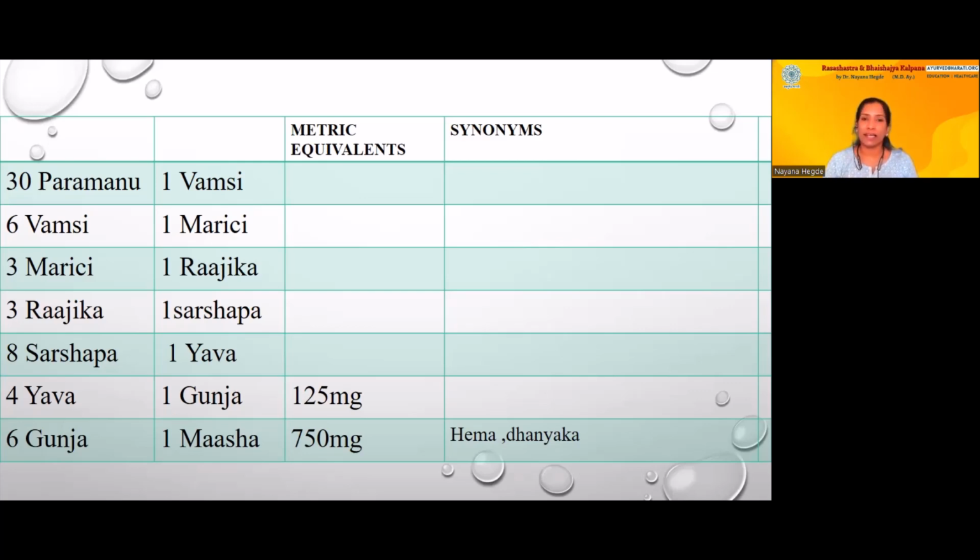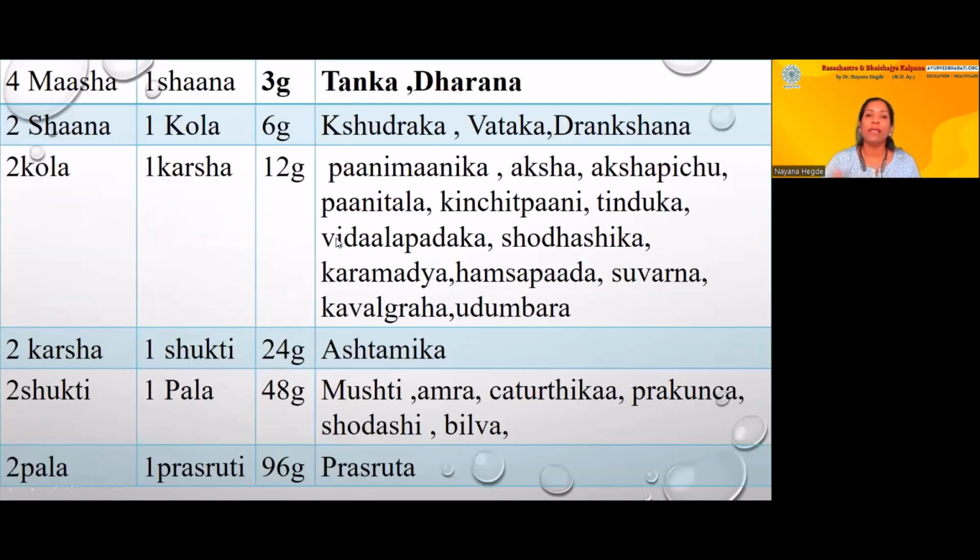Gunja or rakti. The metric equivalent of gunja is 125 mg. Then 6 gunja is equivalent to 1 masha. It is 750 mg. The synonyms are hema and danyaka. It is the bigger variety of the masha. Masha means urad dal, black gram. Then 4 masha is equal to 1 shana.